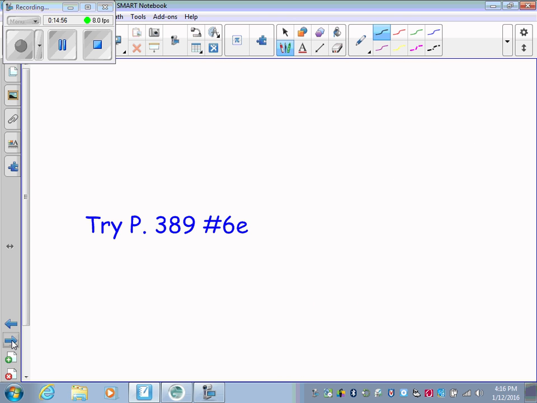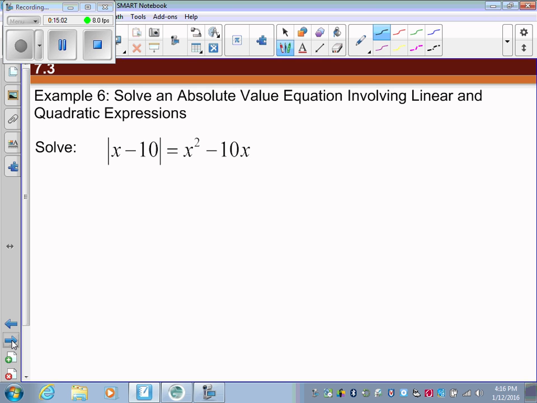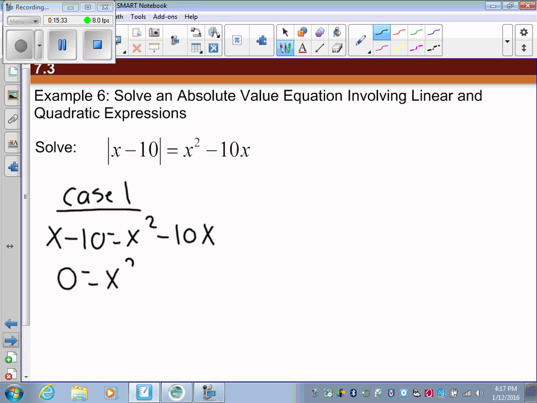Stop now, pause, and try this one. And then we have our final one where you have a little bit of linear and quadratic as well. No different again. We set up case 1 and case 2 of the absolute value. So let's set this up. Case 1. And we get the original. So, organize into quadratic form.